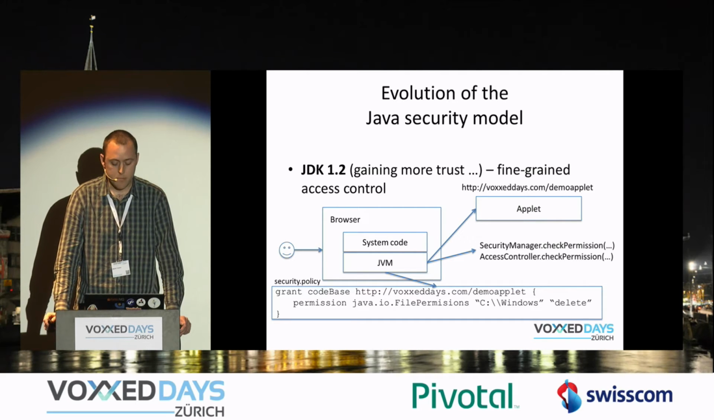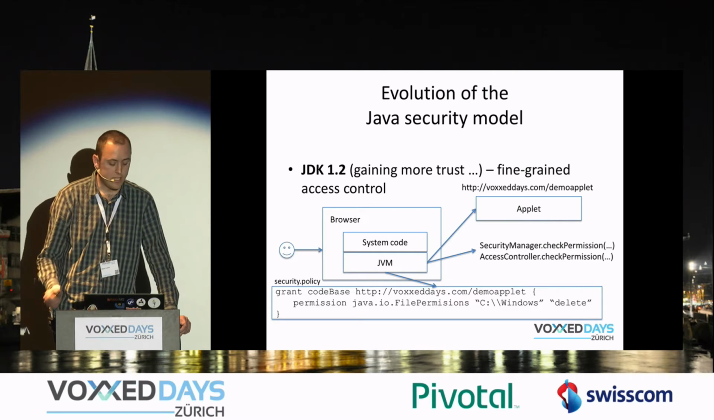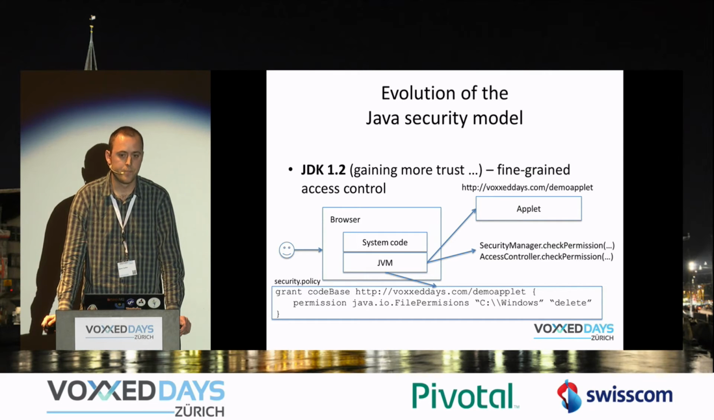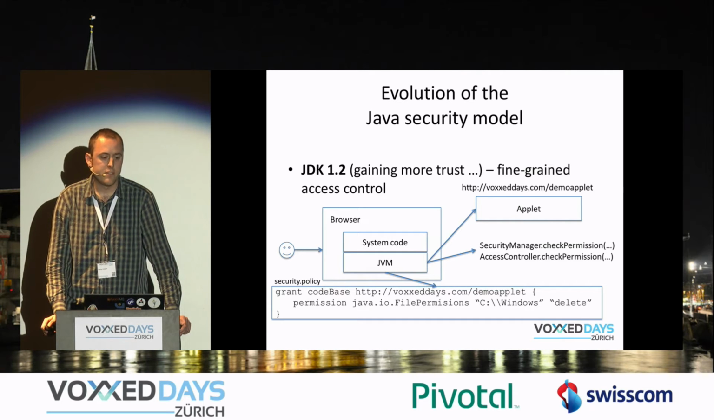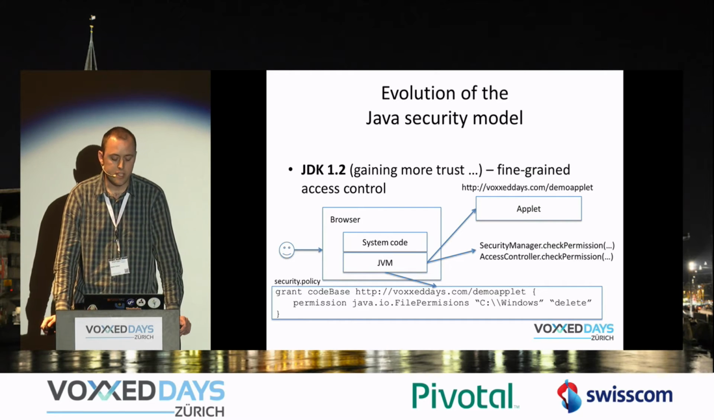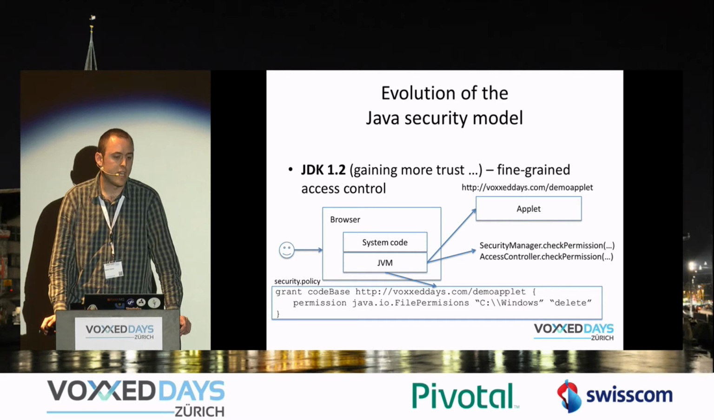In this particular example, we create a security policy file which basically grants the permission to delete the C Windows folder from the demo applet that we load. And this is one thing. Now, in version 1.2, as you can see, we have defined fine-grained access controls for particular locations of where our applets are being loaded. And not only that, but the security manager and access controller classes are introduced that allow you to impose this permission checking on the applets.